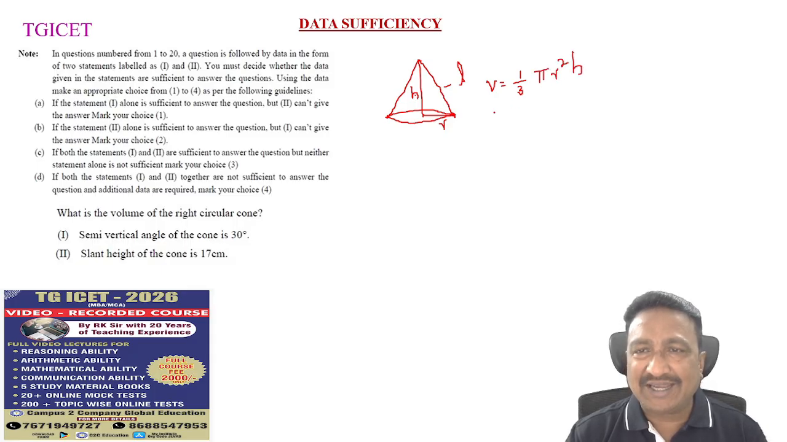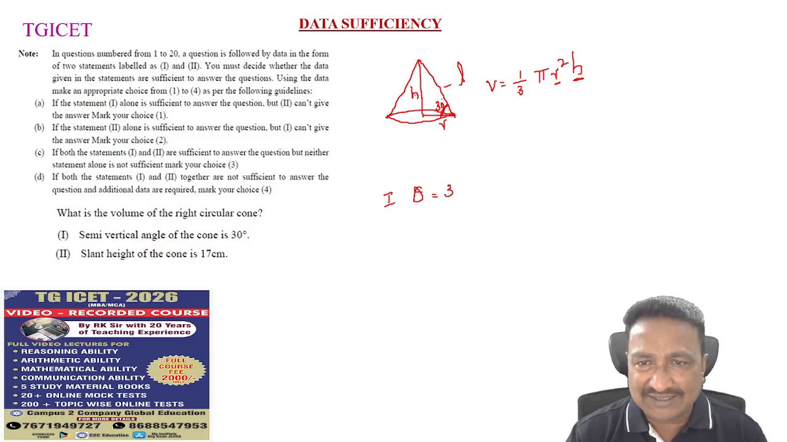To decide the volume of the cone, we should know the radius exactly and the height exactly. Then only can we decide the answer. Come to the first statement. The semi-vertical angle of the cone is equal to 30 degrees. According to this angle, we cannot decide the answer because we don't know the radius or the height. Theta equal to 30 degrees is not sufficient to find the R value and H value. So we can rule out the first statement.